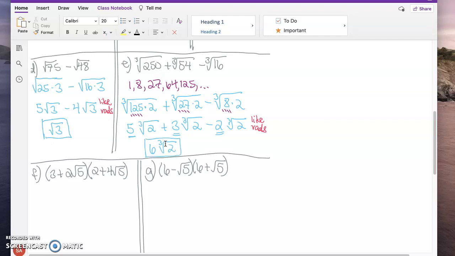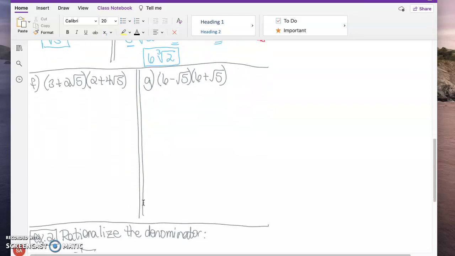All right, let's do some multiplying. Here's where we're going to see the binomials. 2 terms. Terms are things that are separated by addition or subtraction. So we've got 2 terms times 2 terms and 2 terms times 2 terms. We're going to treat these just like we did when we were multiplying binomials with variables. We're going to FOIL.